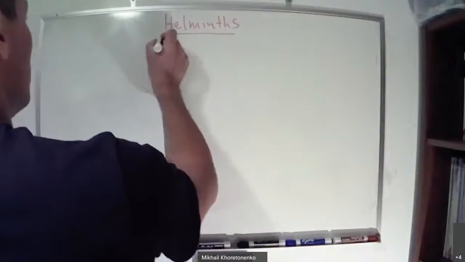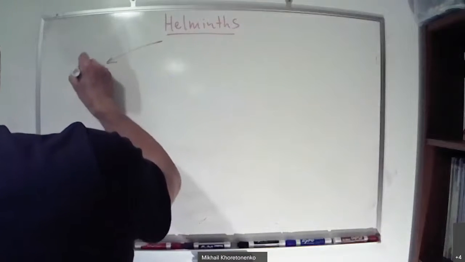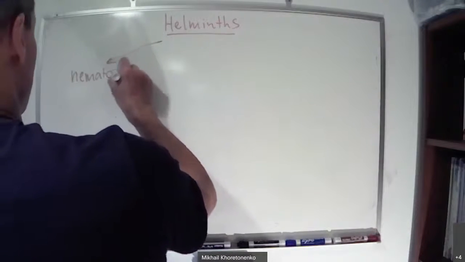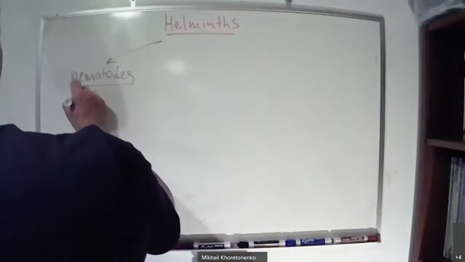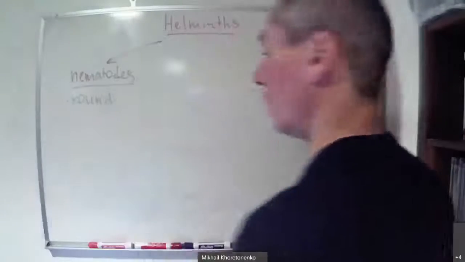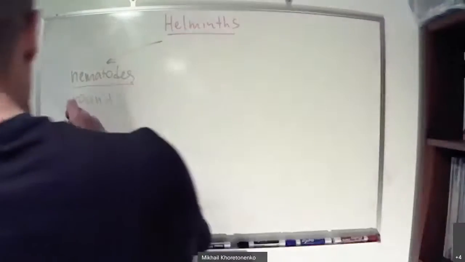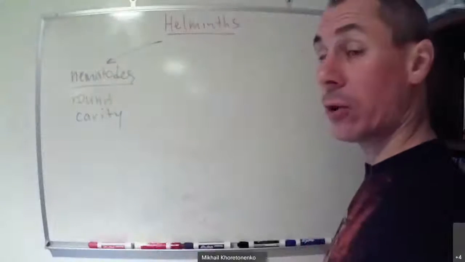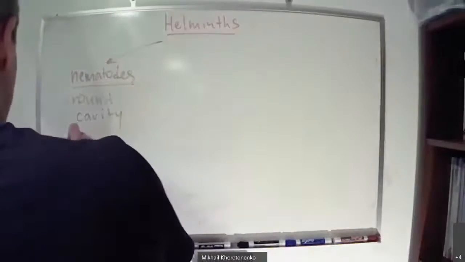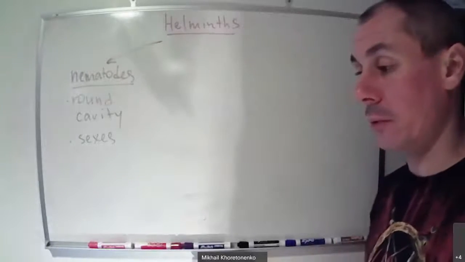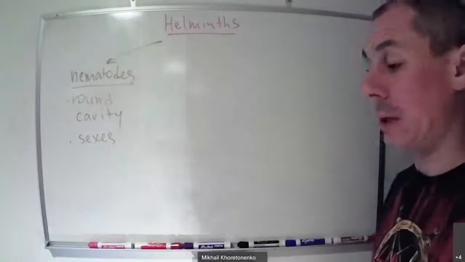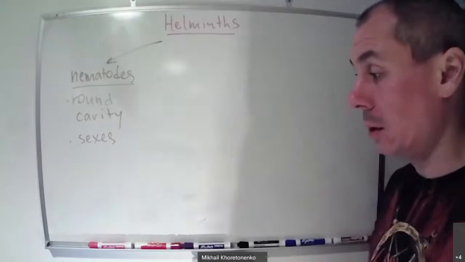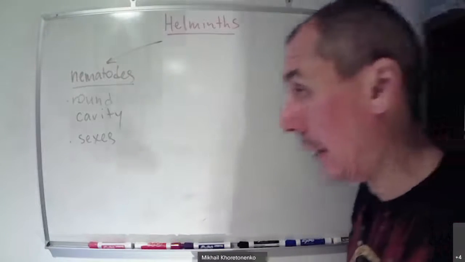So the first group of helminths is nematodes. Nematodes are roundworms. They do have a body cavity. So they actually have a whole bunch of internal organs. And they have sexes. So they have males and females. Therefore, for reproduction, males and females both have to be present for a male to fertilize the eggs.